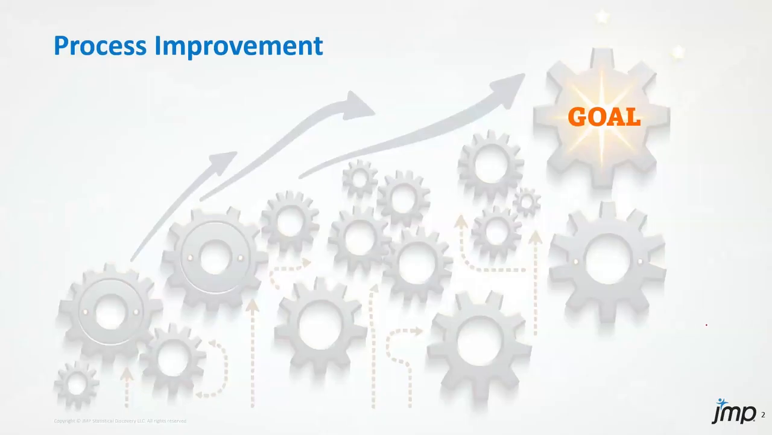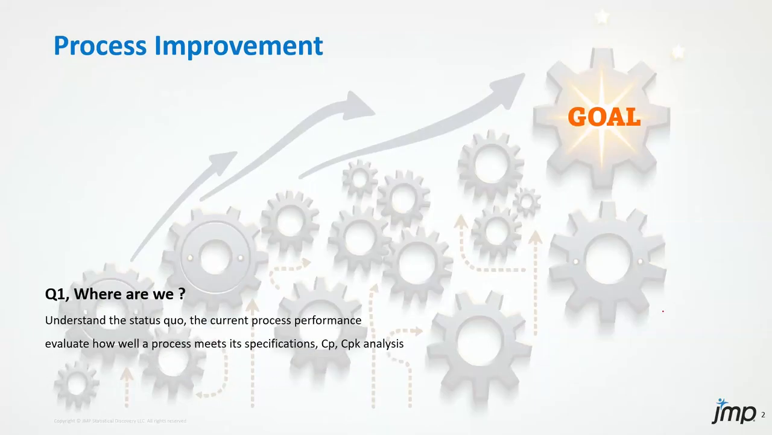The first question for process improvement we want to ask ourselves is, where are we? We need to understand our process status quo, the current process performance. We need to carry out CP/CPK analysis, and so on and so forth, right? So the first question is very crucial. Once we understand where we are, we know what we want to achieve.